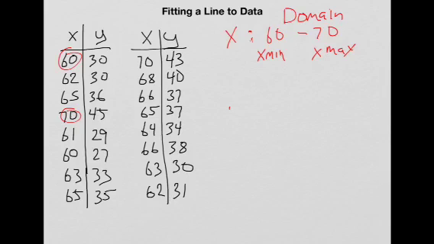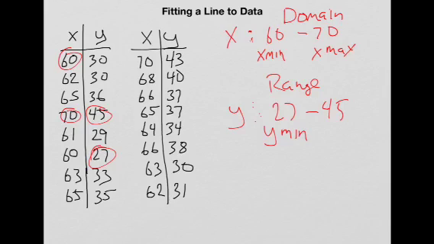I also am going to look at my y values, that's my range. My y values go down to 27, and my biggest y value is 45. So that would be, in other words, my y minimum and my y maximum. So when I set up my graph, I'm going to have to be going from 60 to 70 and from 27 to 45. So let's take a look and see what that graph looks like.